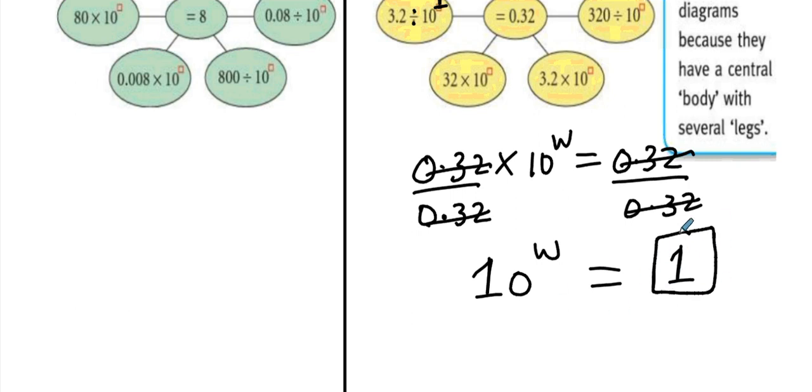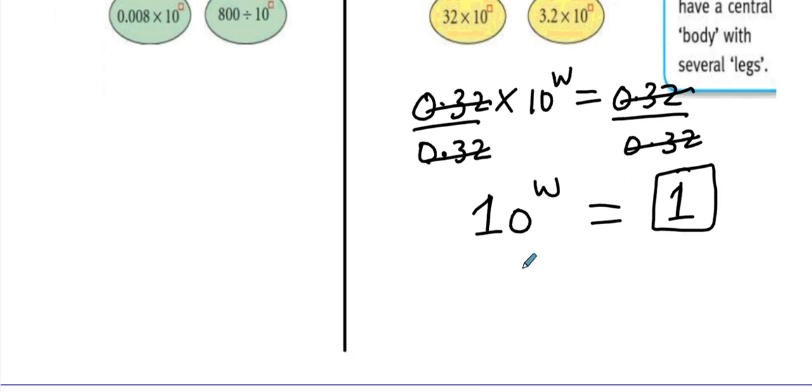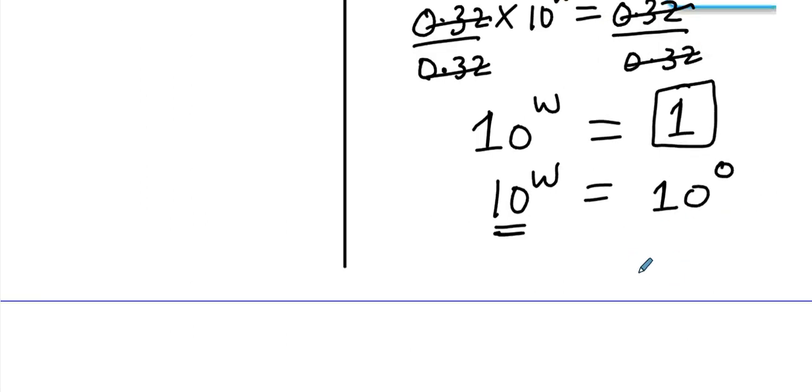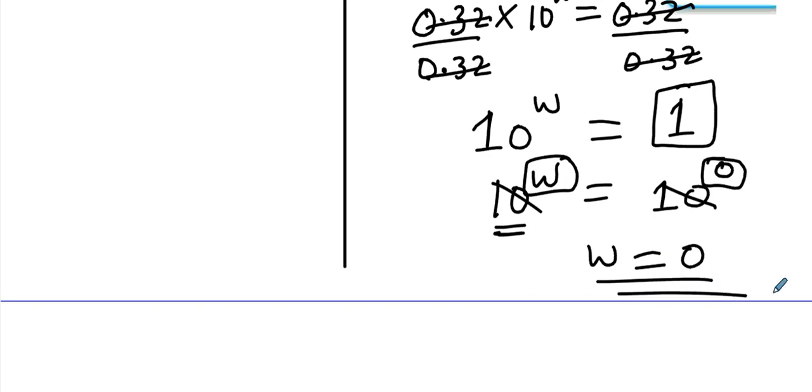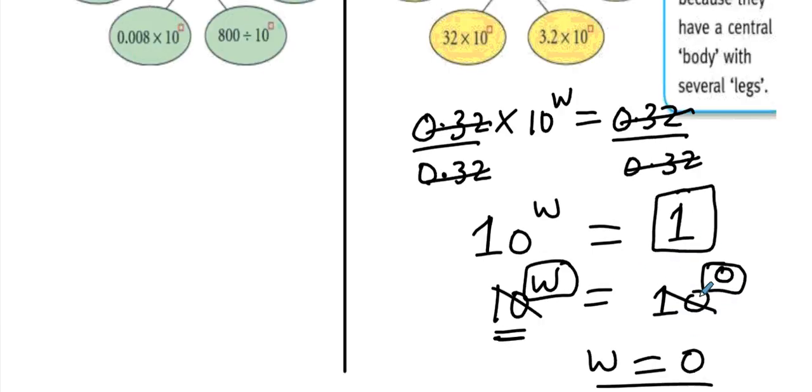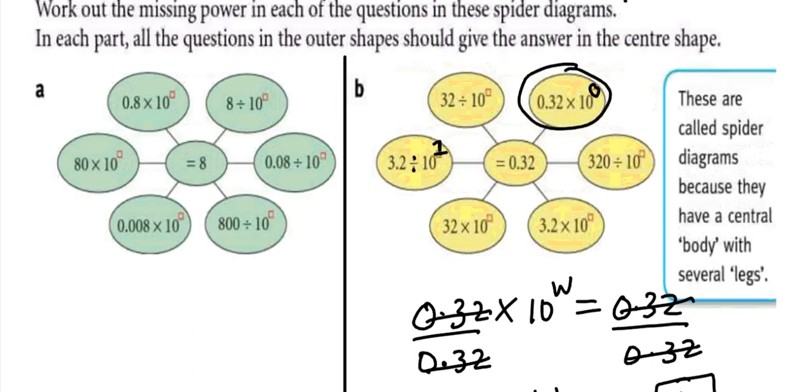Remember what we discussed about 1 as a power. Any number to the power of 0 equals 1. So here I'm going to choose the number 10, because here we have 10. So 10 to the power of 0 will also be equal to 1. 10 and 10 are the same, so my w will be equal to 0. See that? So I got 0.